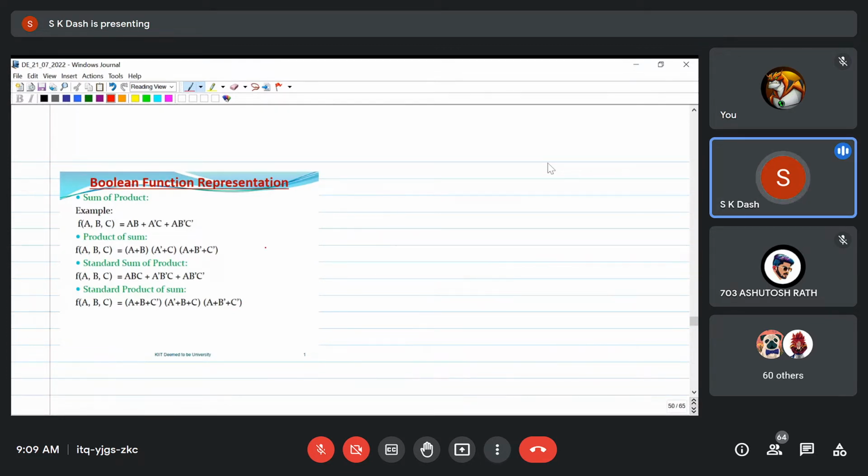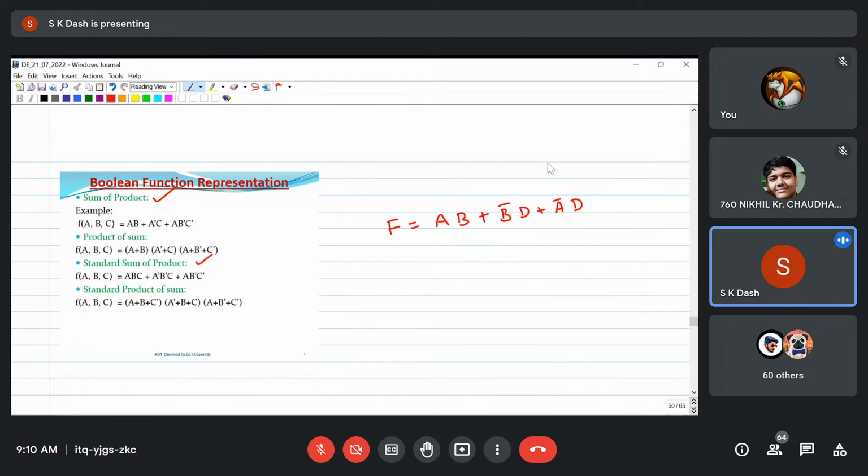So if I write a function equal to AB plus B bar D, this expression is in which form? SOP or POS? Sum of product. Then out of sum of product, two things are possible: sum of product or standard SOP. It is in which form? Non-standard. It is only sum of product.